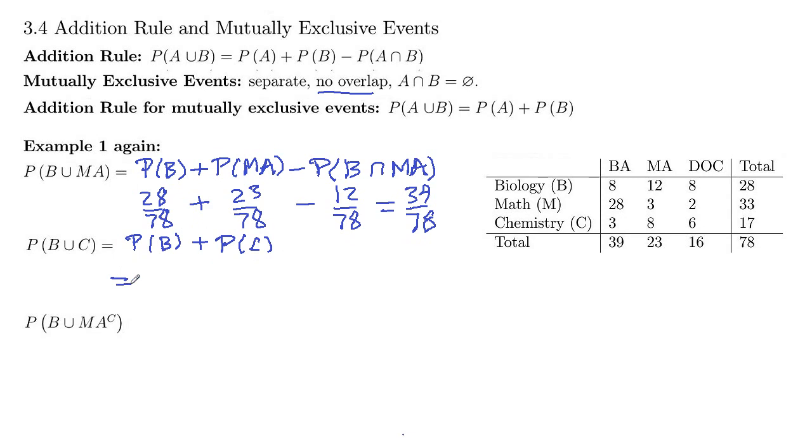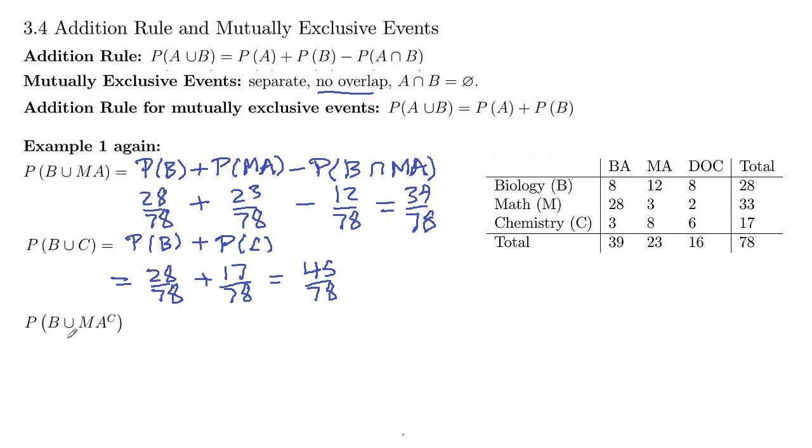So that's going to be our 28 out of 78, because we had a total of 28 bio majors here, and then 17 out of 78 for the chem. So that's 45 out of 78.